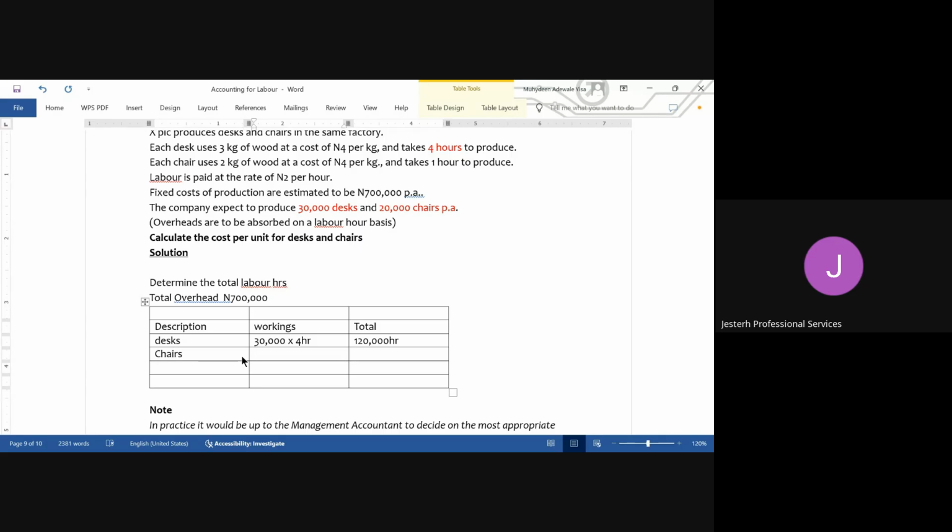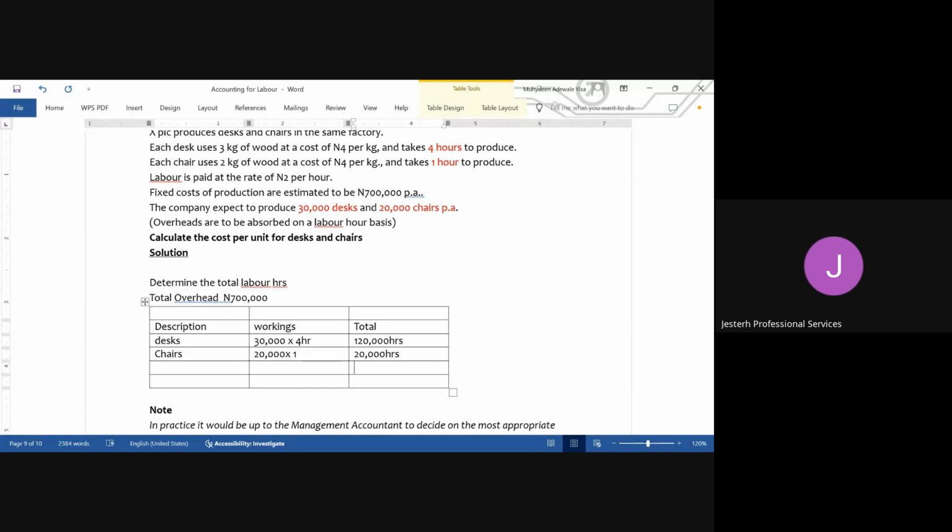chairs. How many units do you want to produce in chairs? It's 20,000. And then how many hours is going to take us to produce each unit of this chair? Now it will take us 1 hour. This one now will be 20,000 hours.